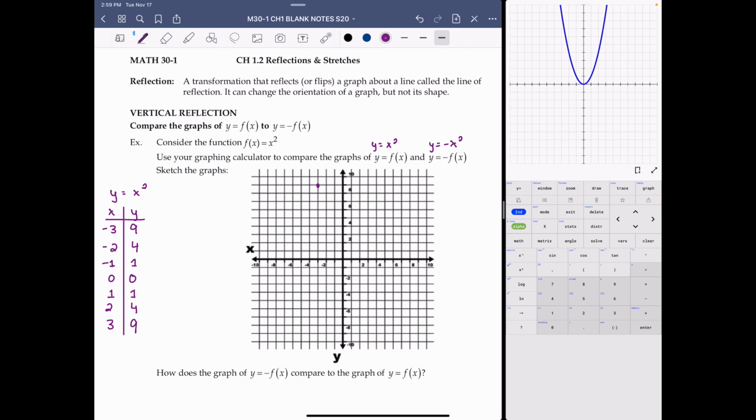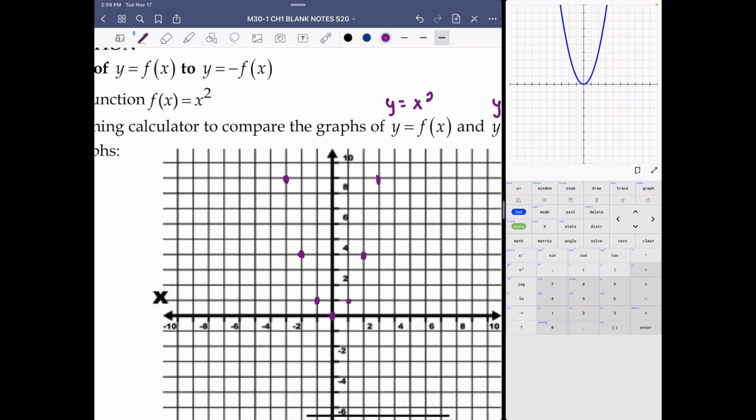So at x equals -3, we have a y value of +9. At x equals -2, we have a y value of +4. At x equals -1, we have a y value of 1. At x equals 0, we have a y value of 0. When x is 1, y is 1. When x is 2, y is 4. And when x is 3, y is 9. We can join those points with a curve to get our parabola.